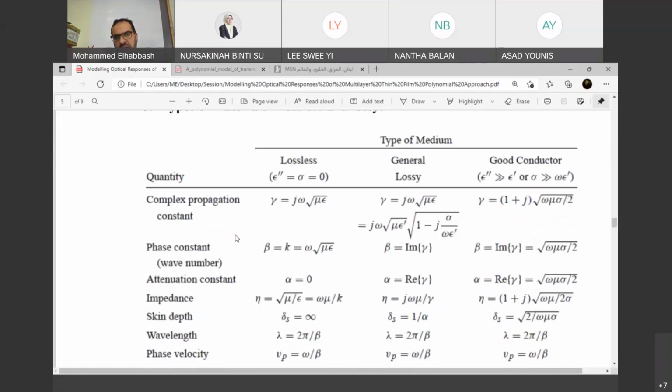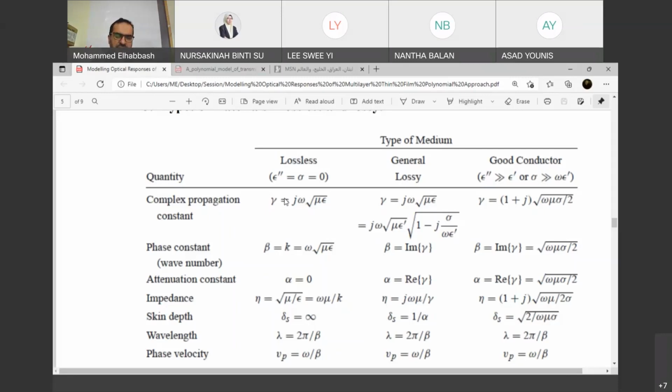So every parameter we use, like complex propagation, when we simulate it, because after we build a mathematical model, we want to code it in Matlab, for example, or Python, or any language we want. We will use it for lossless or for lossy material.